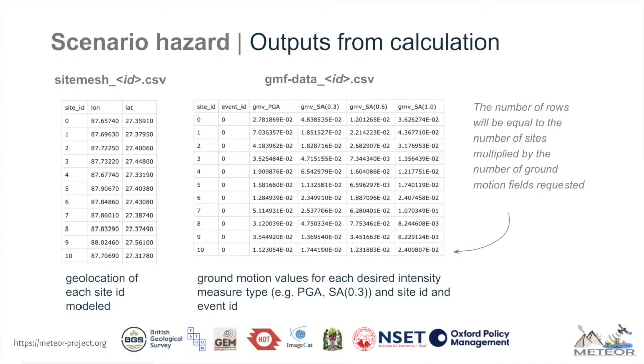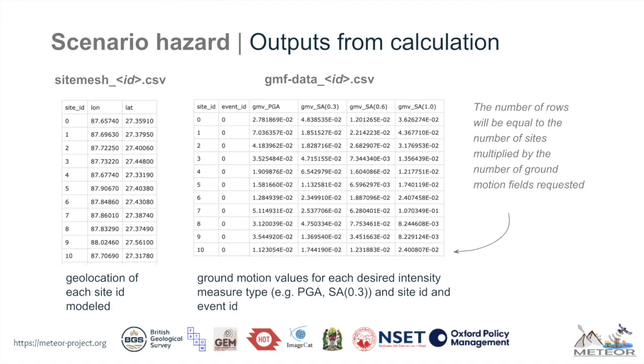Now let's cover some of the outputs from the scenario hazard calculation. 2 of the main outputs I'm highlighting here. One is called the site mesh, and the other is called GMF, or ground motion field data. For the site mesh, we'll have each of the different site IDs as defined by the OpenQuake engine and their respective geolocation, or their long lats.